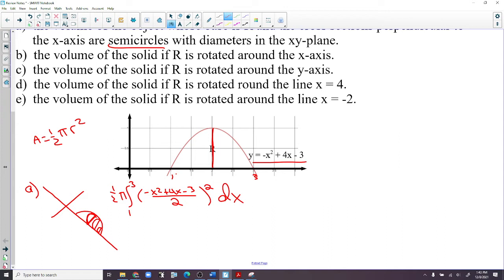B. Where should I put B? How about right here? B, the volume of the solid if R is rotated about the x-axis. Now we're going to take this and we're going to rotate it over the x-axis. So we're going to rotate like that. The cross section is area, so we're going to integrate from 1 to 3 of pi times r squared dx. And now the radius is going from the x-axis up to the function value. So now the function is the radius. We don't have to cut that in two.